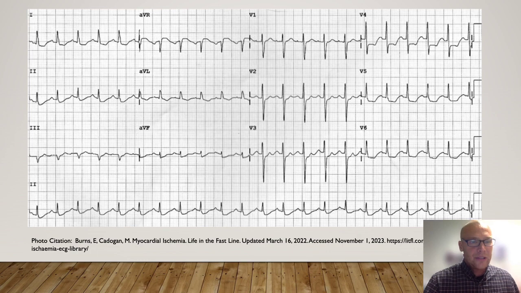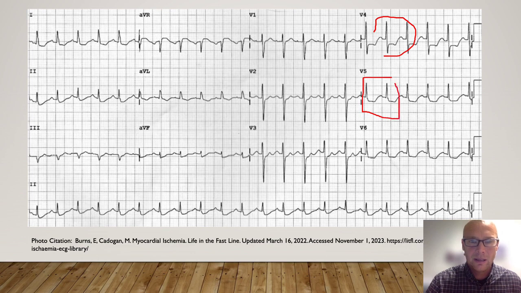Here's another one. Say a person walked into your office for their check and said they've been way more winded than normal, especially when they walk, and you get an EKG right after they walk over. You notice on here that they're ischemic here, here, and here. That can be a sign of underlying CAD.